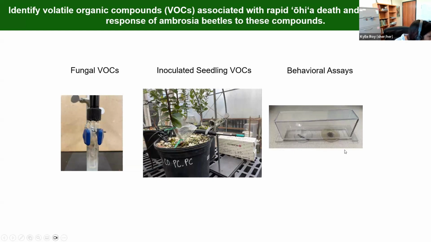For the behavior, we used what is called a still air olfactometer. It's basically just a little plastic box with 2 openings on the bottom. We would use one side with a blank petri dish, and another side with a culture. This is a culture of Ceratocystis lukuohia. Then we did timed assays where this tiny little dot, if you could see it, is an ambrosia beetle, and we timed how long it spent over the blank or the fungal culture.